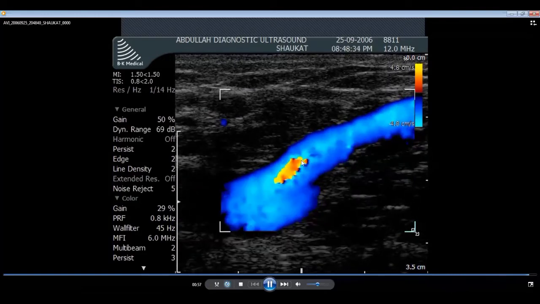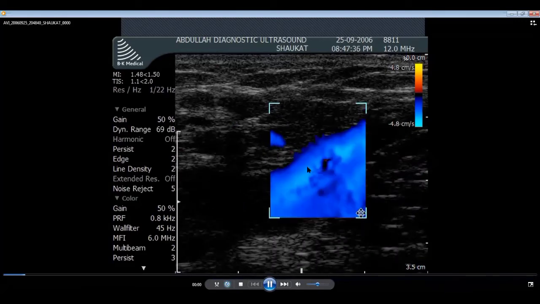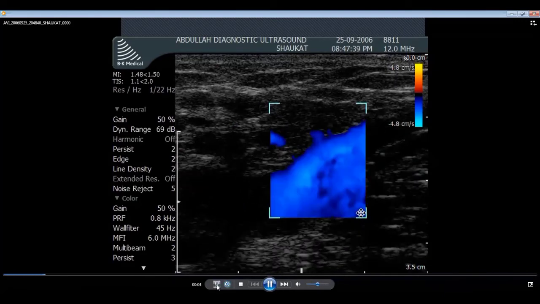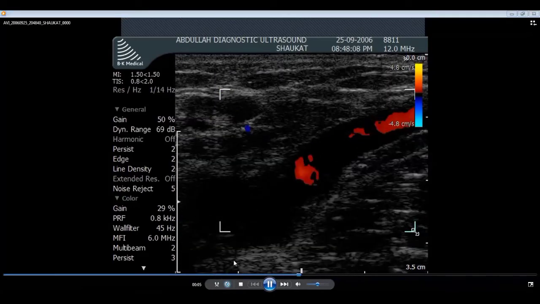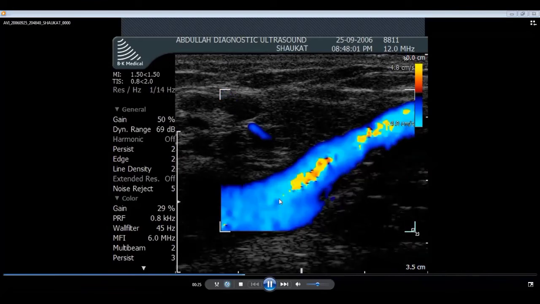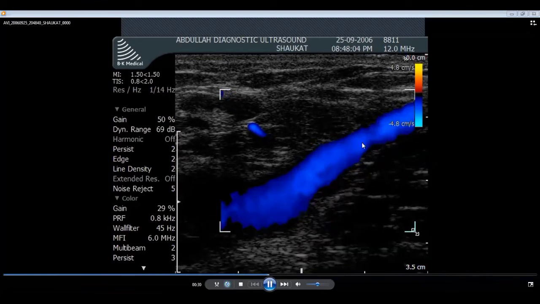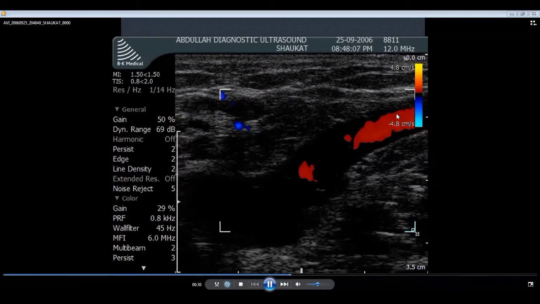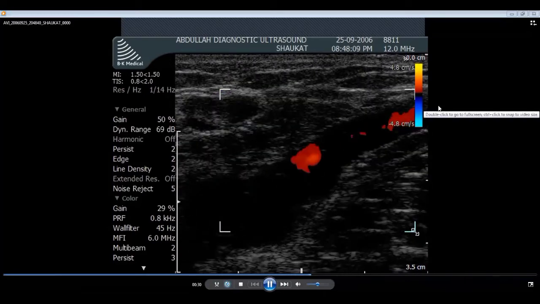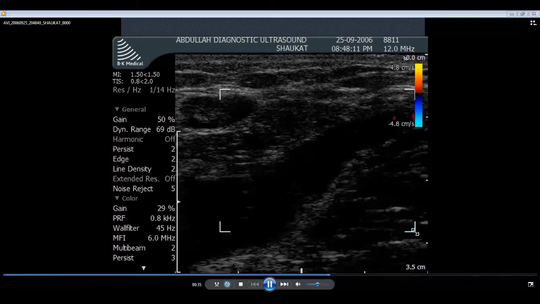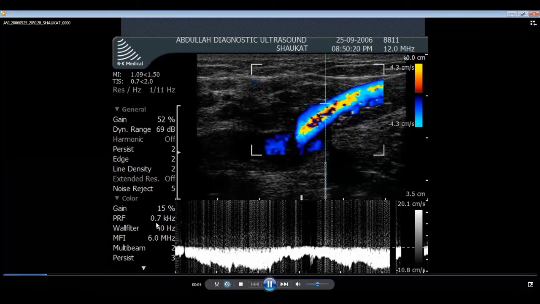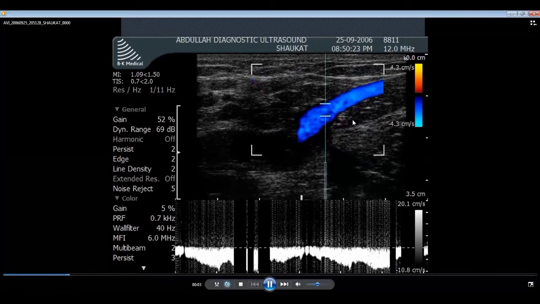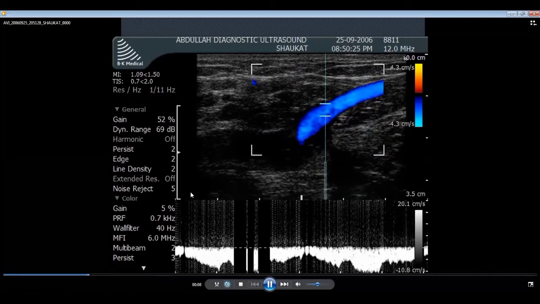This is venous flow towards the femoral, and when the patient performs the Valsalva maneuver, blue color will stop and the blood will move backwards. There you see. The blood is moving back. In fact, sometimes, there you see, normal flow from the great saphenous to the femoral vein.